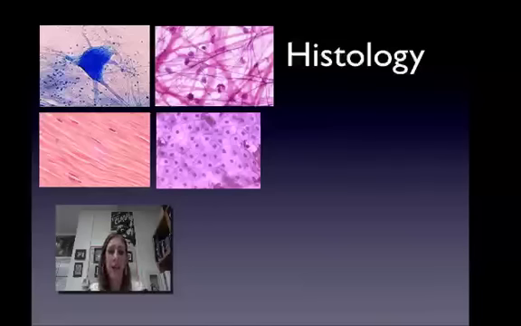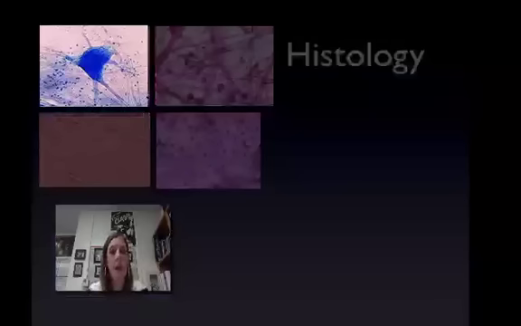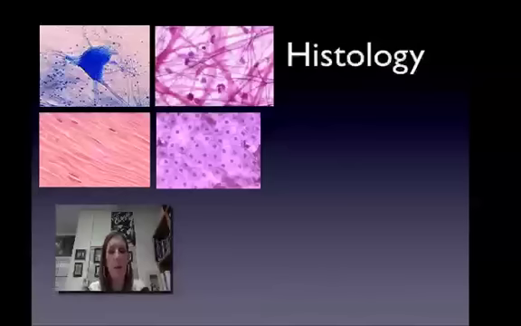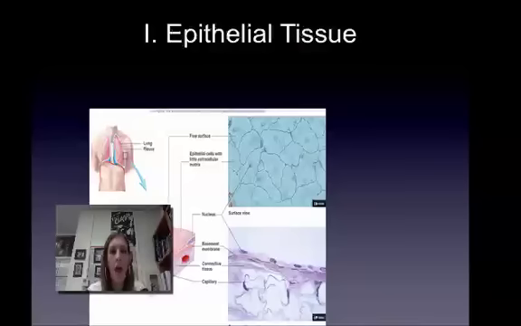First podcast on histology. Today we're going to talk about the 4 different types of tissue and focus in on epithelial tissue. On this picture right here, you have the 4 tissues starting in the top left corner being nervous tissue, then you have connective tissue, muscle tissue, and epithelial tissue. And epithelial tissue is our focus today.